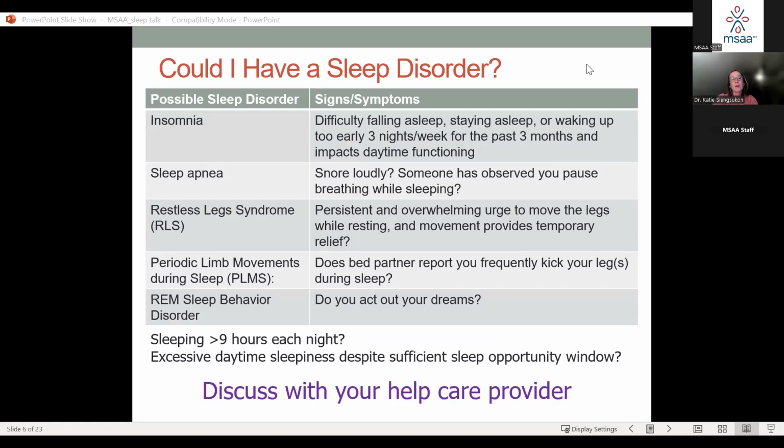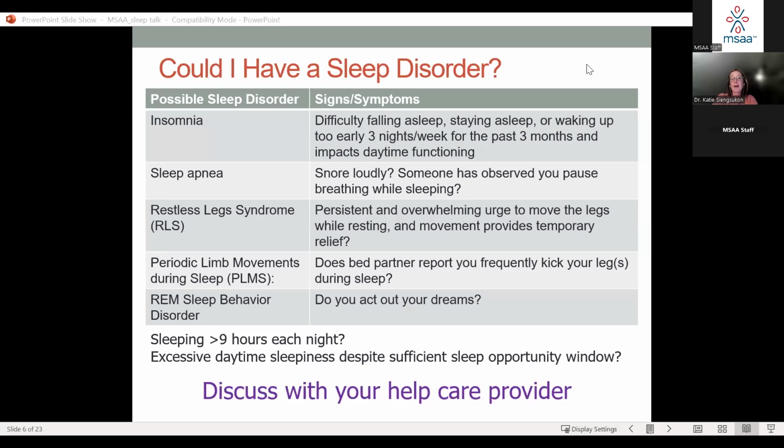But before we start talking about that application of sleep health promotion techniques, it is important to consider if you or your loved one could potentially have an undiagnosed sleep disorder. And so these are some common sleep disorders, specifically for people with MS: insomnia, sleep apnea, restless leg syndrome, periodic limb movements of sleep. Those have an increased prevalence in people with multiple sclerosis.